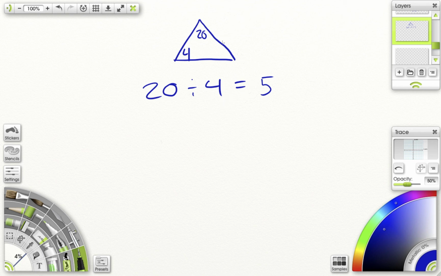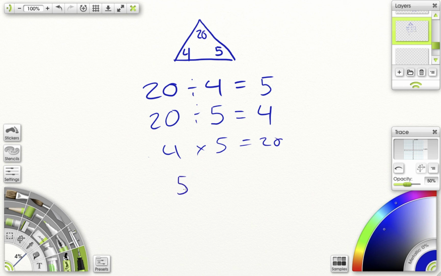And therefore, I can finish up the rest of my problems because I found out what my missing digit is, and I can just put in the rest of my fact family relationships. So I have 20 divided by 5, and that will equal 4. You can do 4 times 5, and that will equal 20. And then we can do 5 times 4, and that will equal 20 as well.